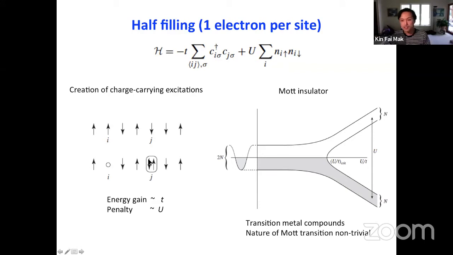And this is a very schematic prediction of what will happen if you increase the ratio U over t at half filling. For small U over t, you will have a metallic system that is described by the Fermi liquid. But once you go over a critical U over t, the penalty is so large that an energy gap is opened in the system. And at very large U over t, this energy gap is basically the Coulomb energy cost to put two electrons on the same site. So the energy gap is around U in the system. This is called a Mott transition. And the nature of this Mott transition is non-trivial in many cases.